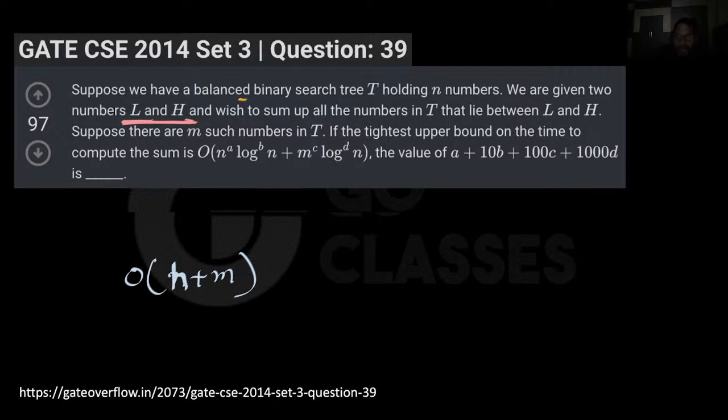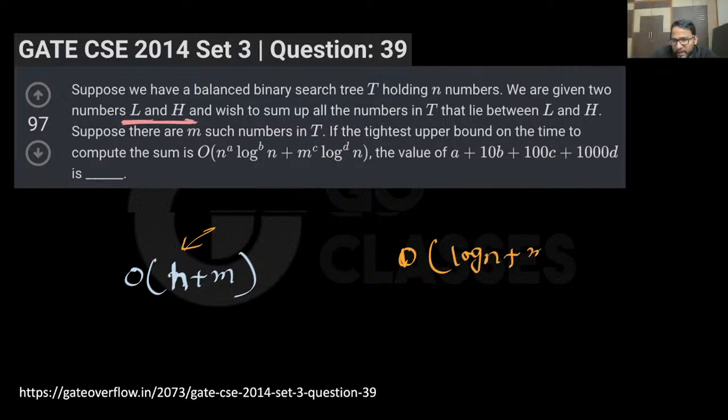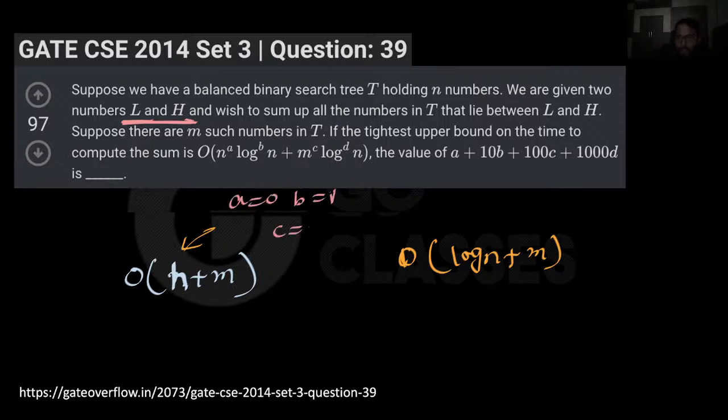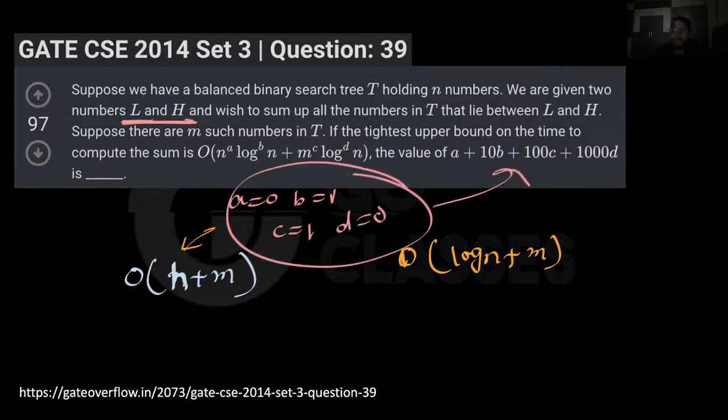They're saying it is a balanced binary search tree. Okay. If it is a balanced binary search tree, then height is log n. So for them, the answer is order of log n plus the number of nodes that you have in the range, which is just m. So order of log n plus m is your answer, which means that here if you find out the numbers, then a equal to 0, b will be 1, c equal to 1, and d will be 0, right? From that you can calculate this particular summation that they are looking for.